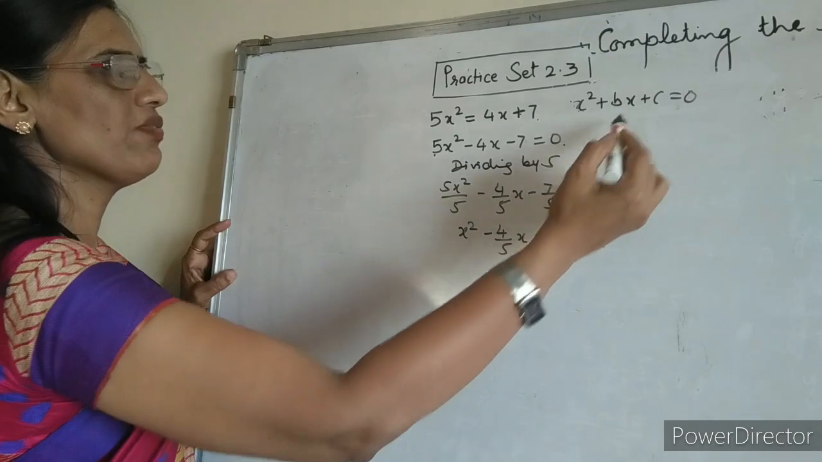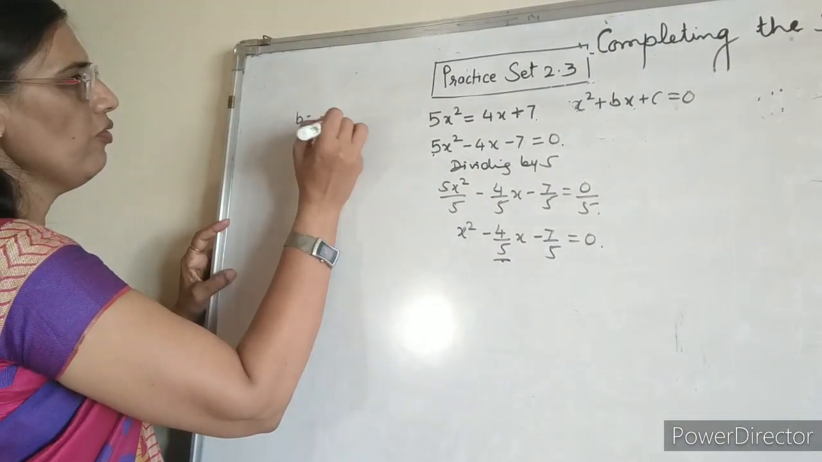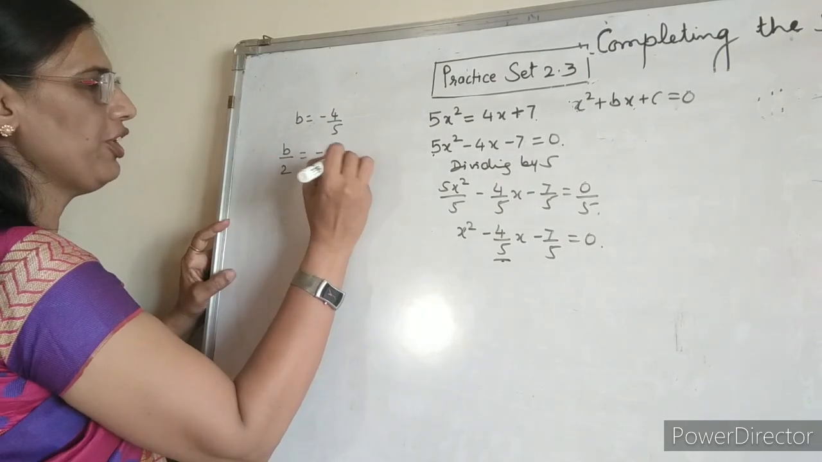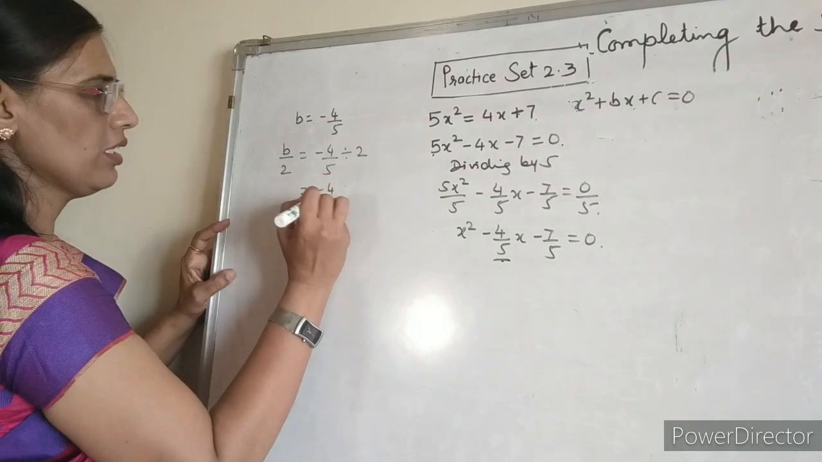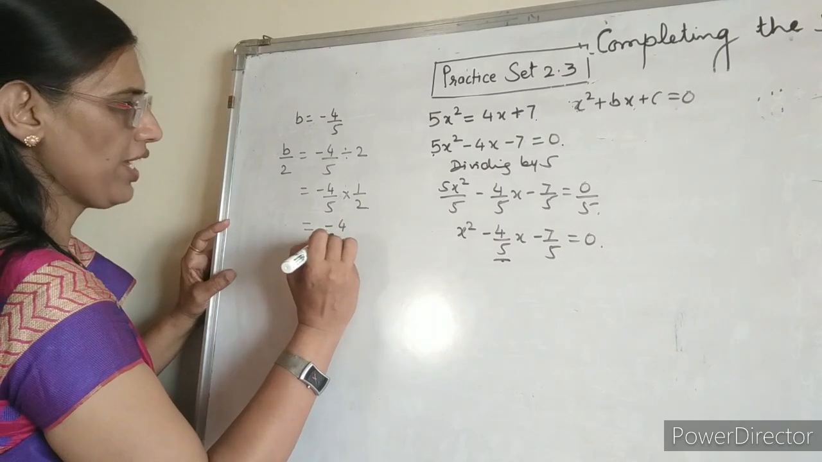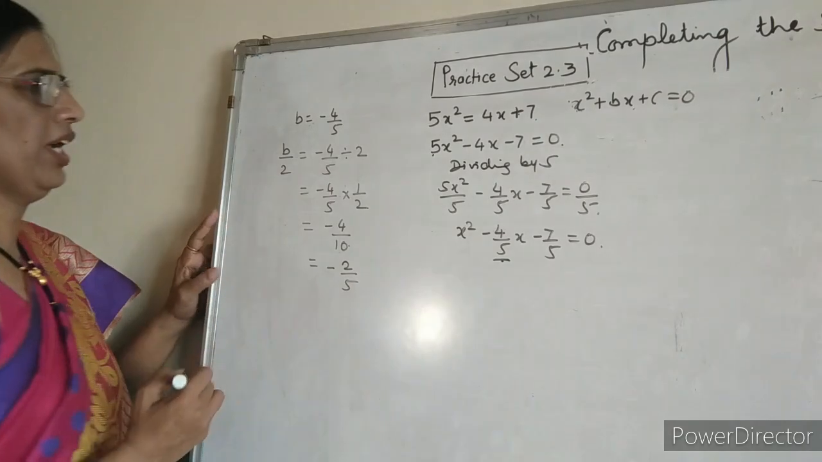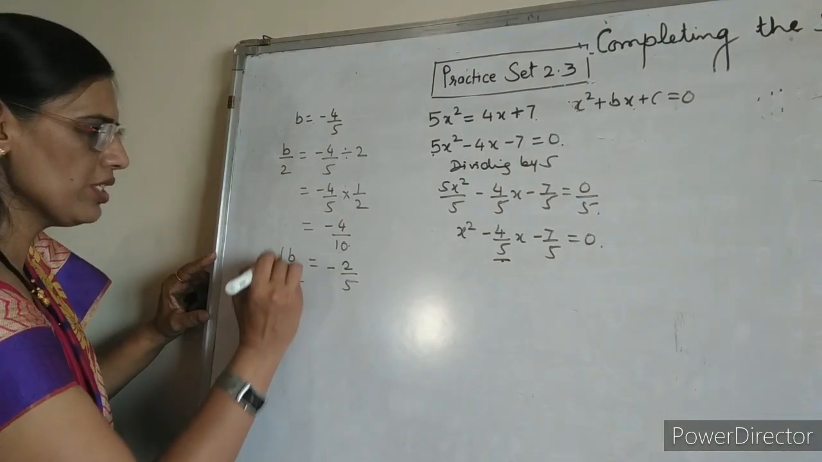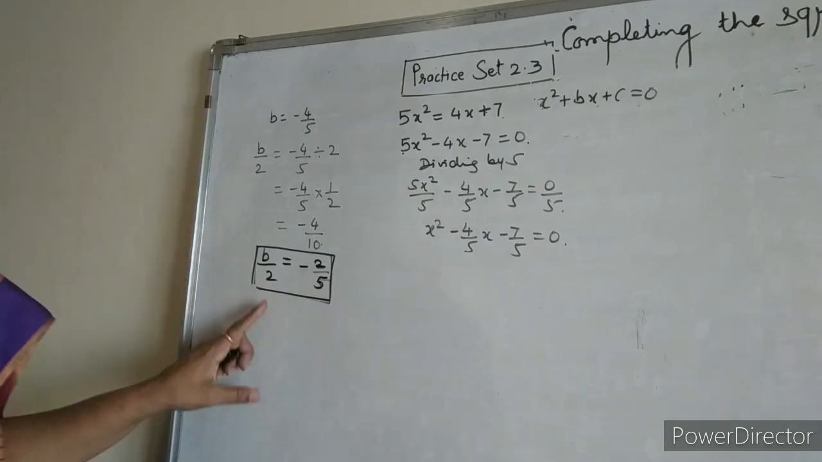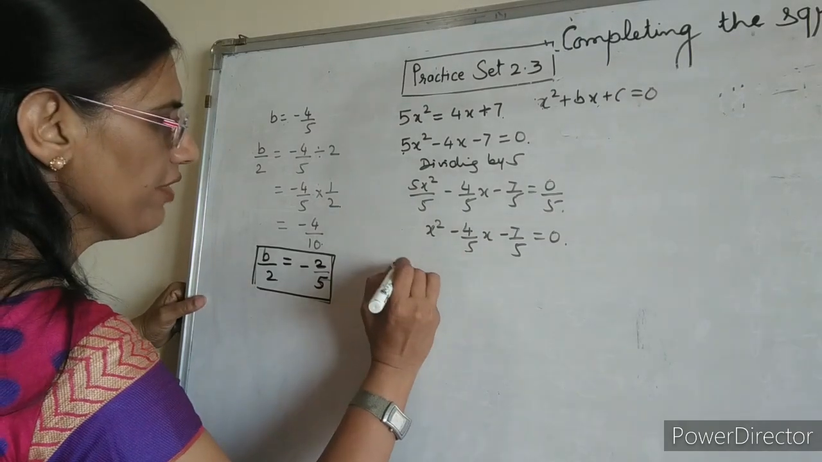Again, if you compare this with this, you get value of b here negative 4 upon 5. Then we have to find b upon 2, that is minus 4 upon 5 divided by 2. That is nothing but multiply by 1 upon 2. Thus we get minus 4 upon 10, and the lowest form is 2 upon 5. And thus we get value of b upon 2 is minus 2 upon 5.